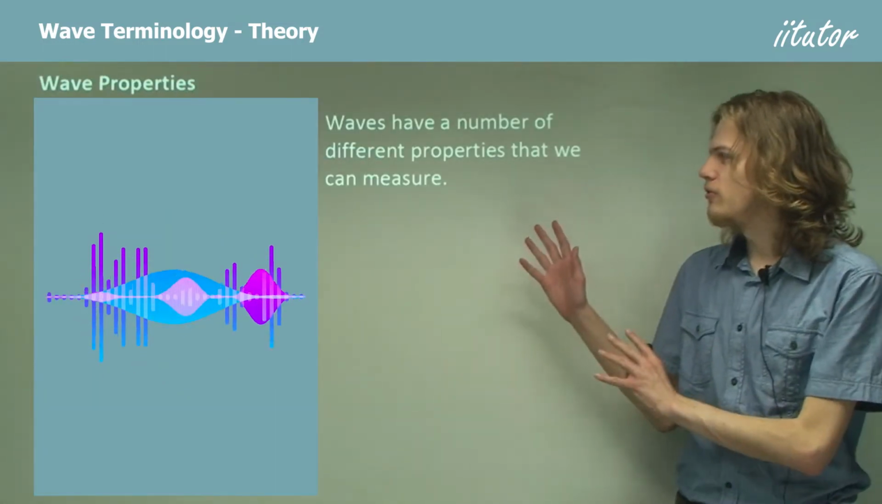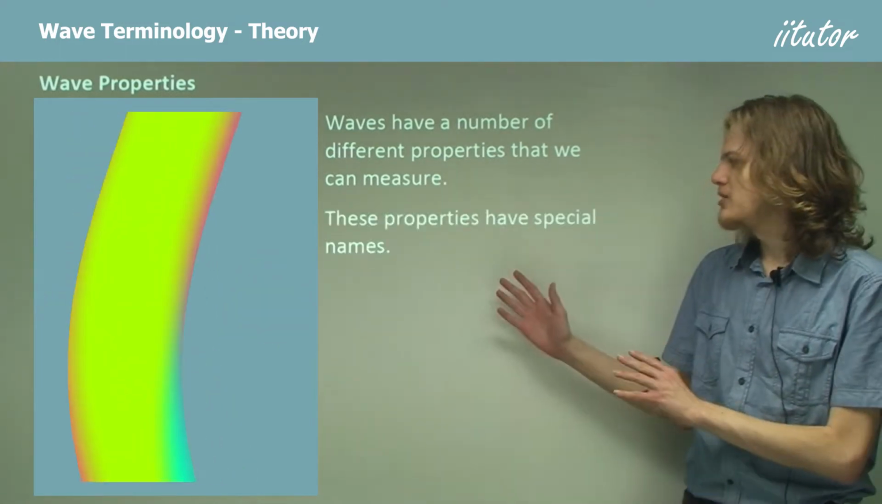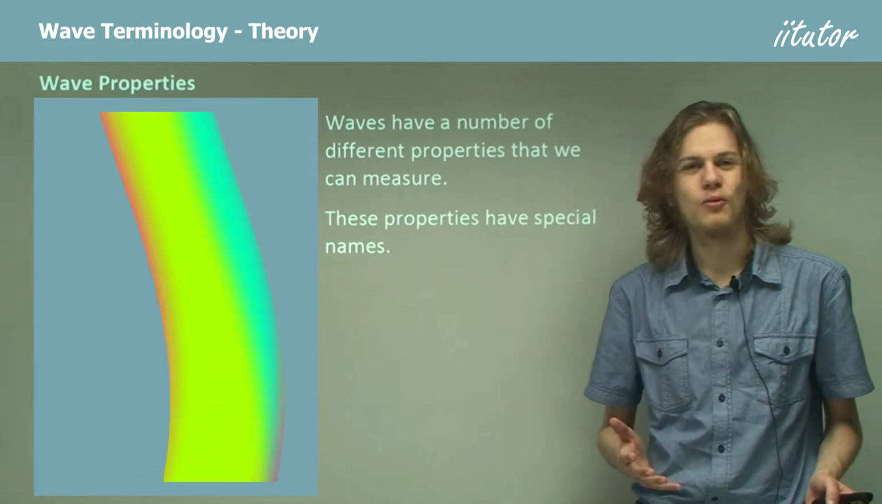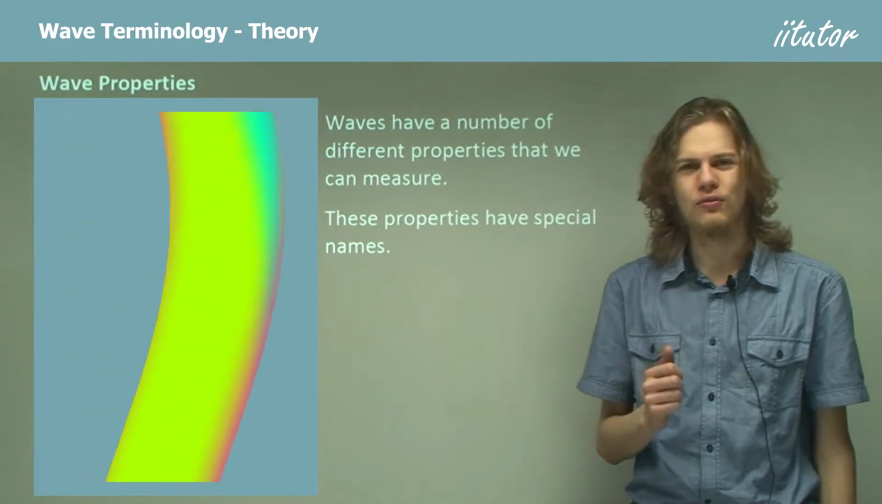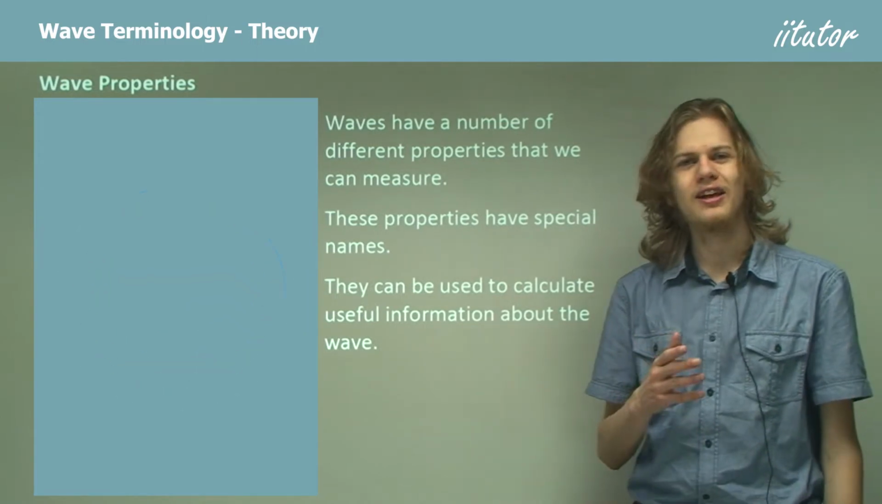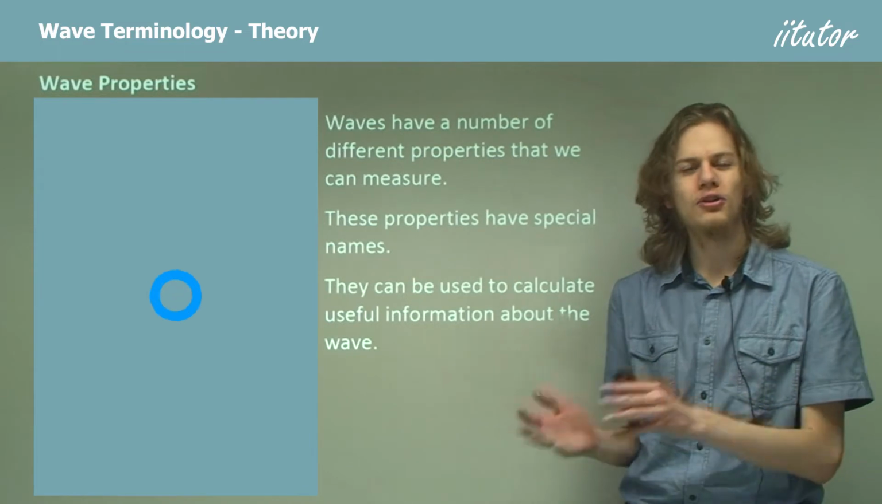Now waves have a number of different properties that we can measure. That's why we need to know their names. So these properties have names that we aren't really used to. We can't really talk about the acceleration of a wave, for example, although we can talk about its velocity. If we can talk about the properties of the wave, then we can calculate useful information about the wave. Things like how much energy it's transmitting or how fast it's moving.